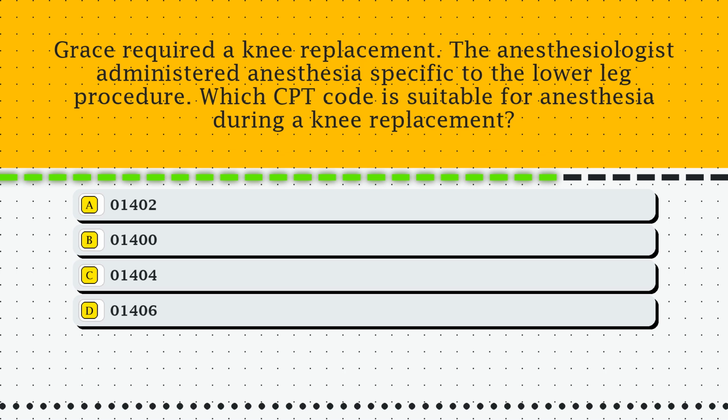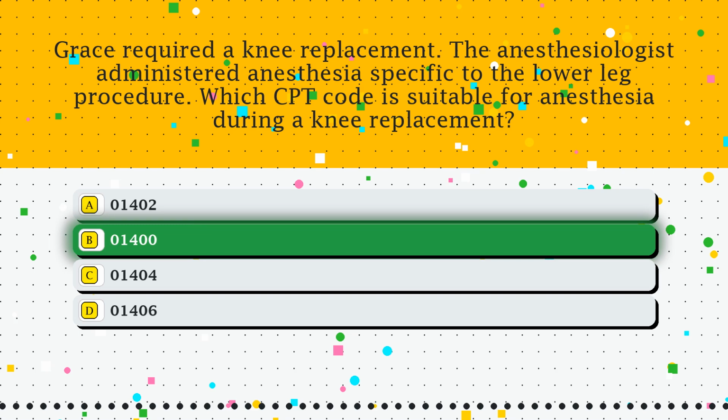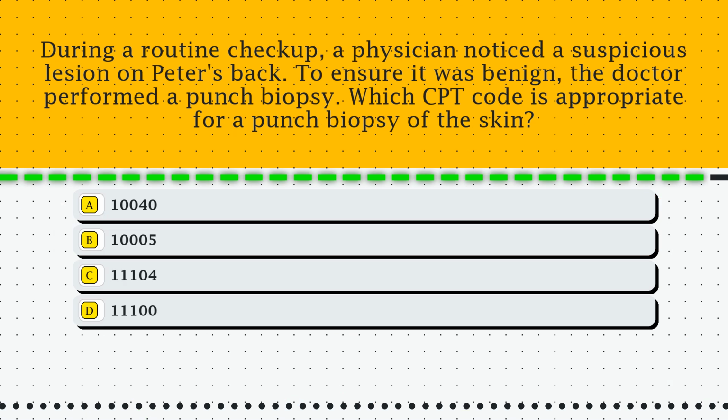Question 255. Grace required a knee replacement. The anesthesiologist administered anesthesia specific to the lower leg procedure. Which CPT code is suitable for anesthesia during a knee replacement? Option A, 01402. Option B, 01400. Option C, 01404. Option D, 01406. The correct answer is option B, 01400.